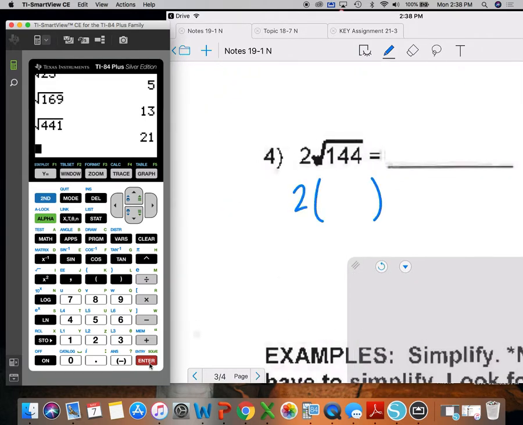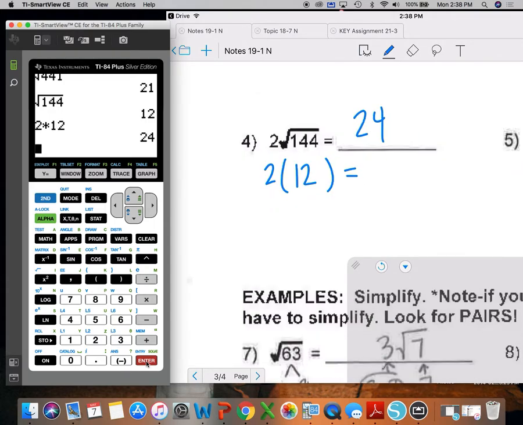Problem four, when we have something like this, I'm going to wait on the number in front and take care of the square root part first. So the square root of 144 is 12. And then 2 times 12 is 24. So I'm simply simplifying. If you have a multi-step problem, my best advice is to do the square root part first, then multiply. If you're working on your phone, this is how I would do it on my phone.